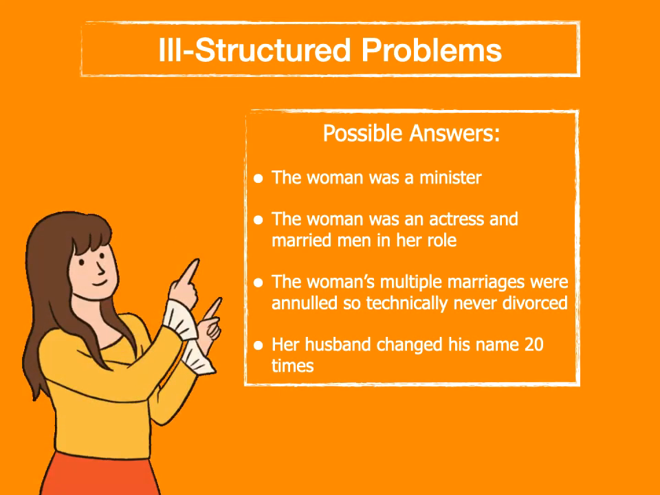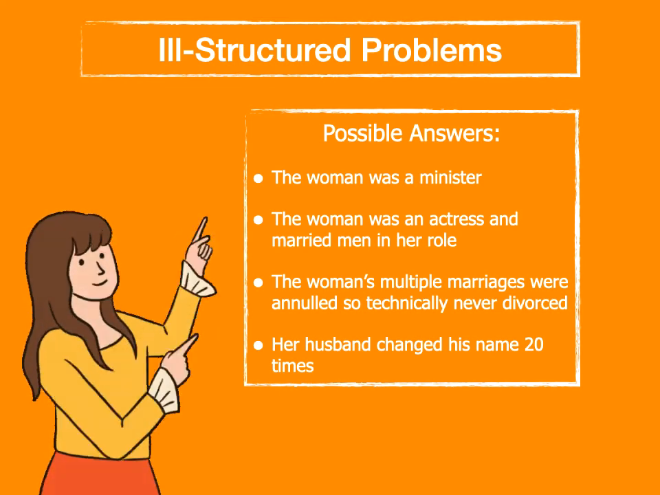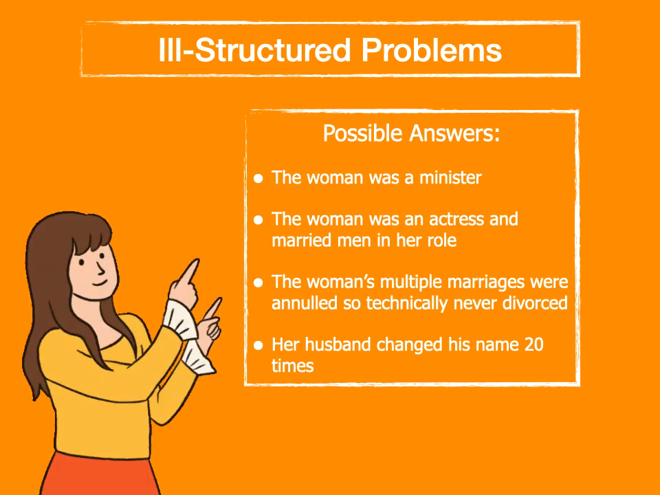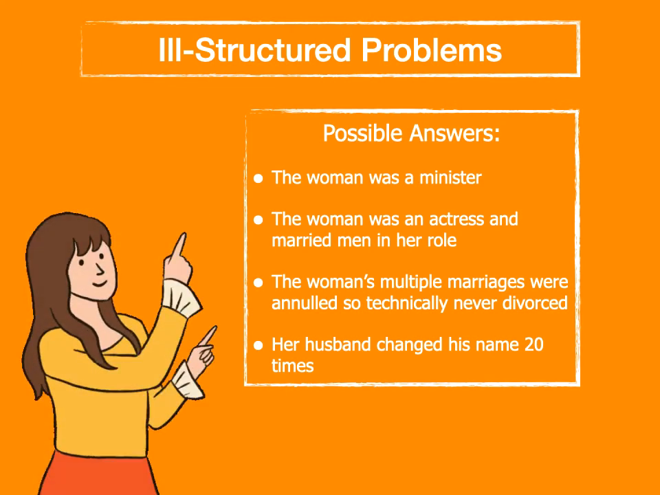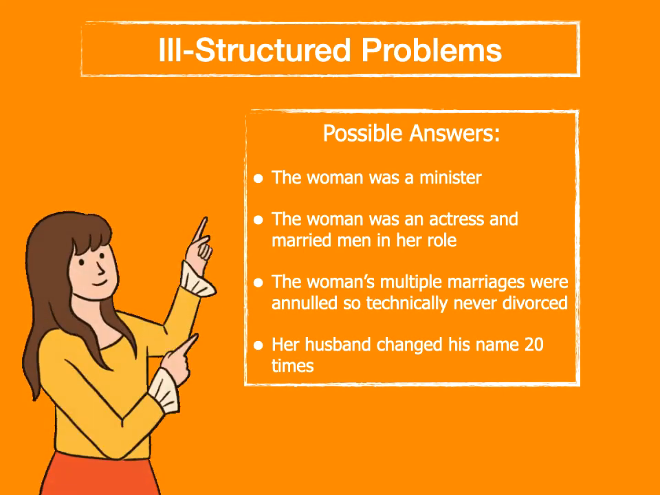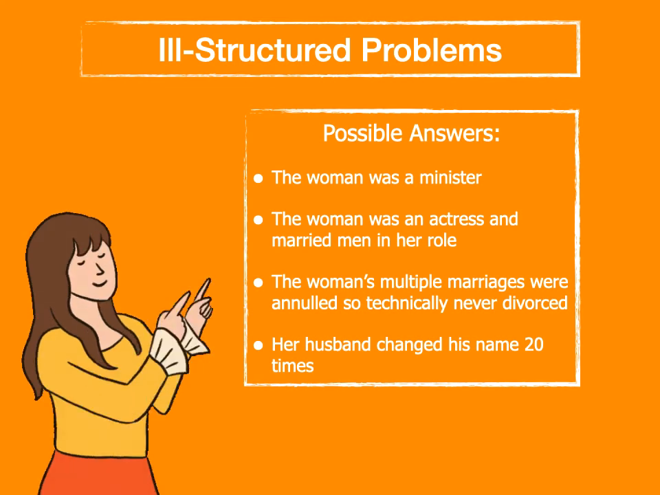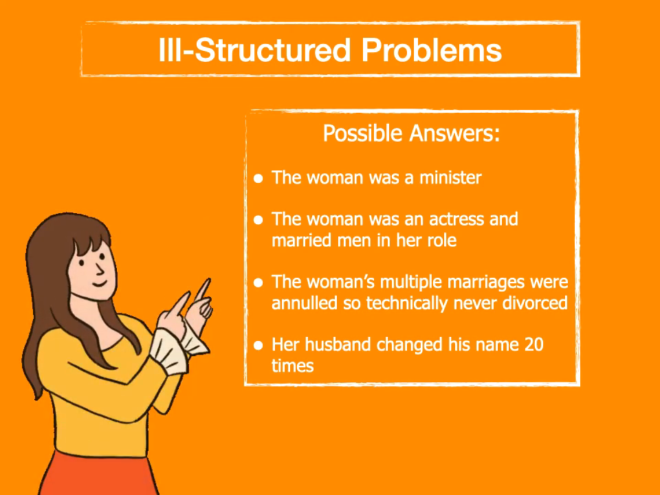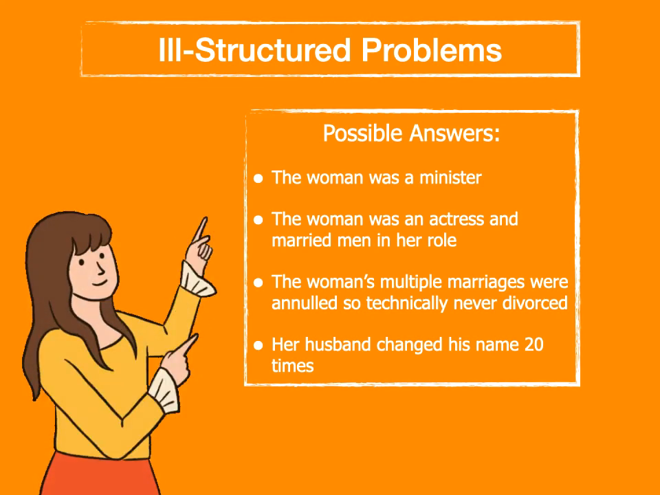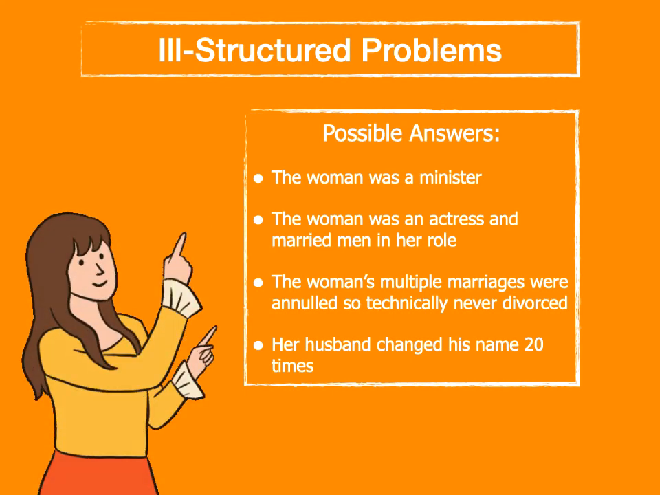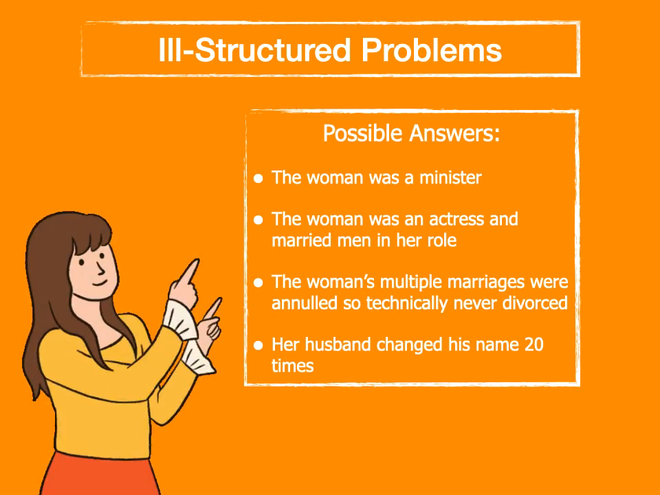So the woman is a minister who was involved in multiple marriages. Again, the critical element for solving this problem is to recognize that the word married may be used to describe the performance of the marriage ceremony. So technically, she didn't break any law, and all the men whom she married to another woman were still alive. So basically, it's still a solution to the problem.